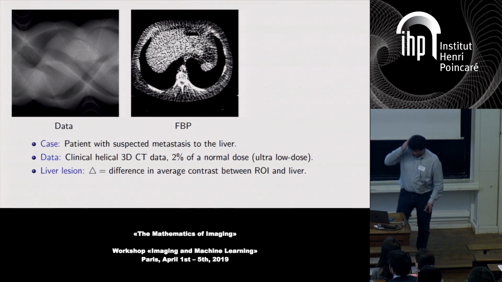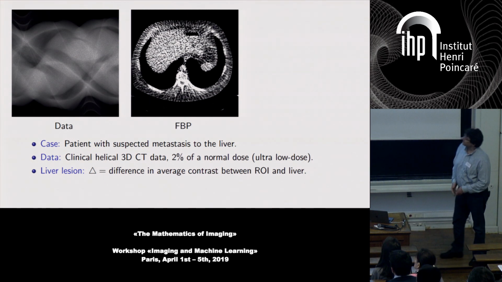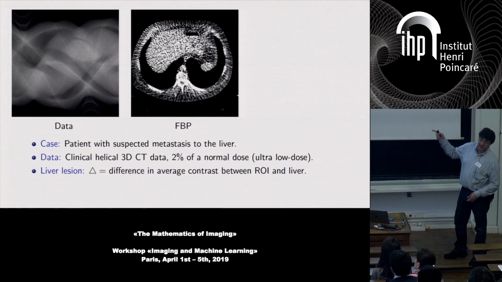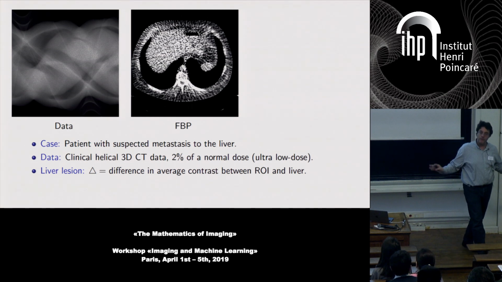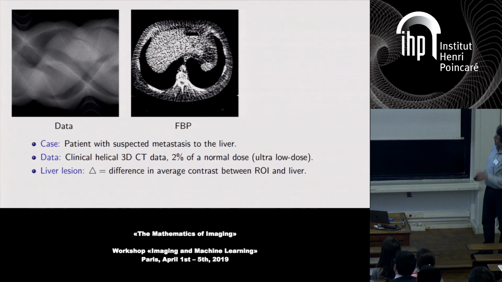And finally, just one example before concluding. The previous one was a simulation still. This is real clinical data. There's no simulation involved. This is 3D imaging. And we are deliberately going to 2% of normal dose. Of course, you wouldn't do that in a clinic. You would take normal dose imaging.